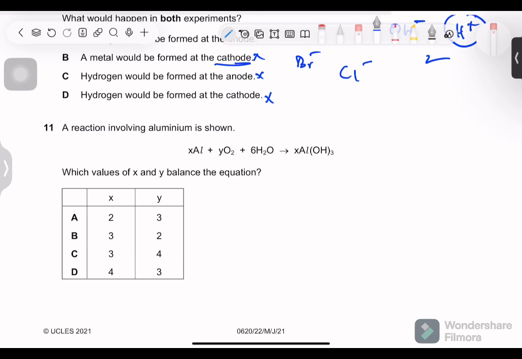If you look at 3, 2, just balance, let's balance the equation ourselves. Plus 6H2O will produce Al(OH)3. Now, we have 12 hydrogens on this side, so we should have 12 hydrogens on the right side as well. So 4 threes are 12. Next, now we have 4 aluminum on the right side, so we should have 4 aluminum on the left side. So X is 4. So X is 4 in only option D.